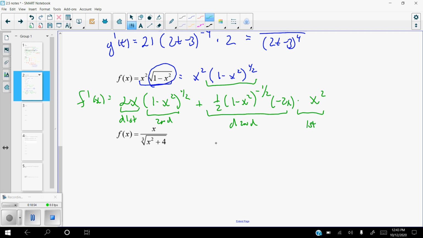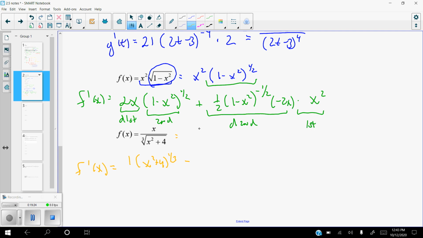All right, so let's go ahead and take the derivative, f prime of x, using the quotient rule. And again, the whole thing is a quotient, so that comes first. Within the quotient, you're going to use the chain rule. Quotient rule, derivative of the top is 1 times the denominator, x squared plus 4 to the 1/3 power, minus the derivative of the bottom.